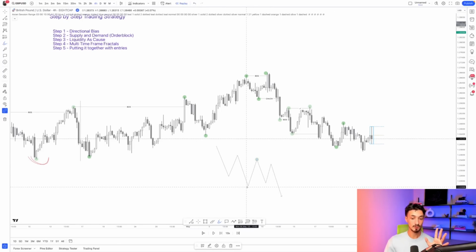Because everything until this low breaks is contained inside of that price leg. And only when that price leg breaks do we have a new price leg. And the high of that price leg is this high, not this high.